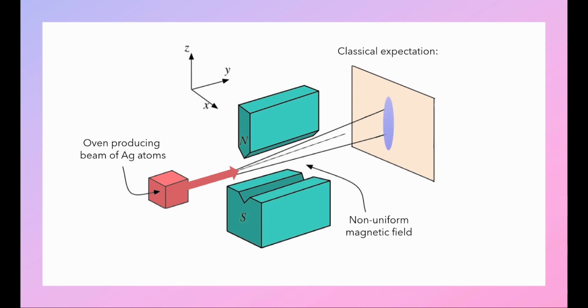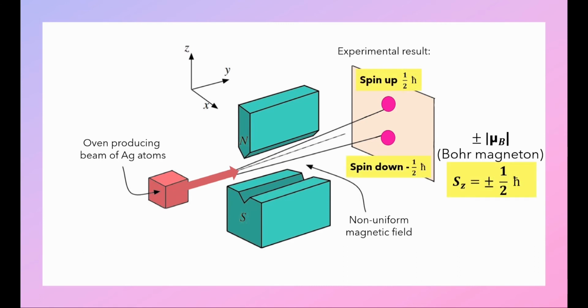In classical expectation, the magnetic dipole moment vectors of atoms should form a continuous spread ranging from -μz to μz, causing a line on the observation screen along the z direction. However, experimental results show that silver atoms arrive on the screen at only 2 points, which correspond to magnetic moments of ±μB, which is known as the Bohr magneton. Therefore, we observe only 2 allowed values of spin, equal to ±1/2.